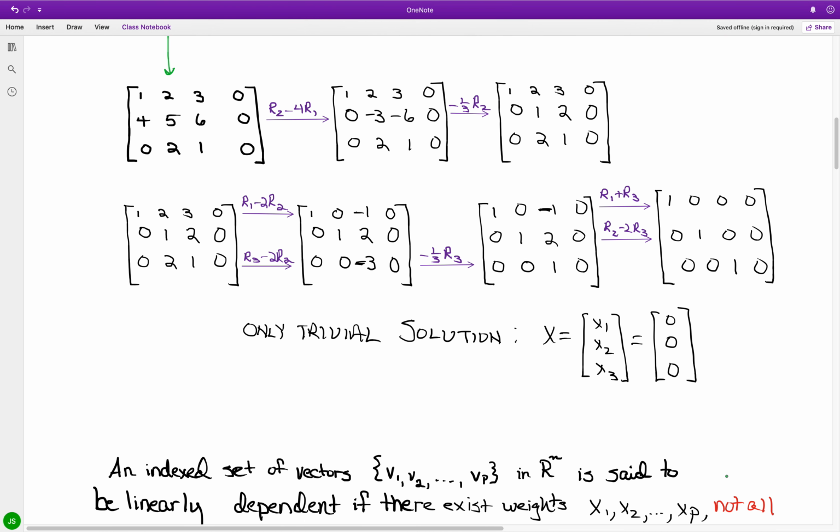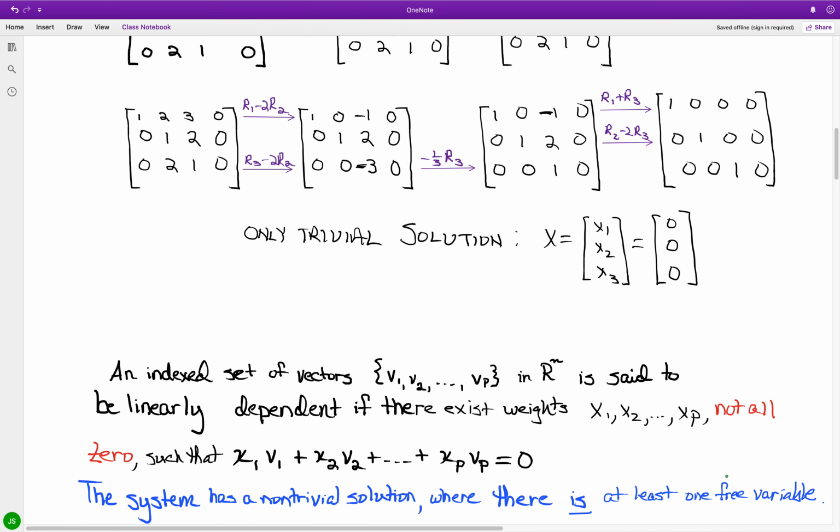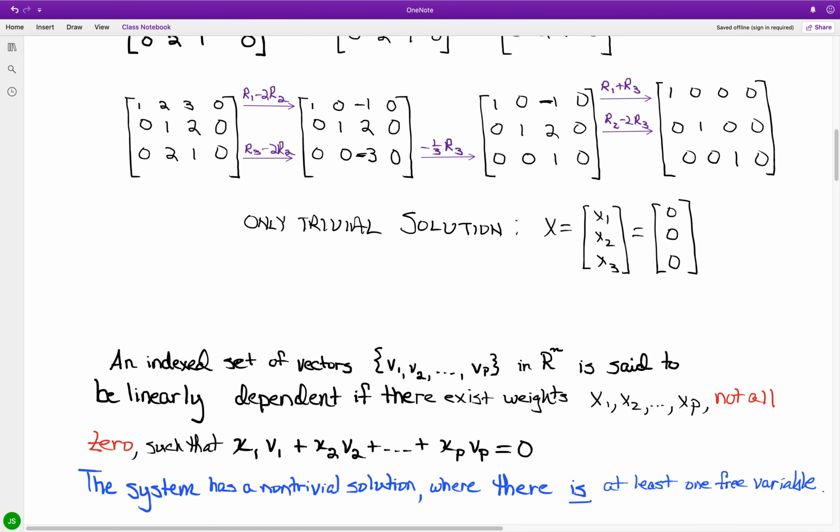And so for what we have at the other end of the spectrum, for the same indexed set, it will be said to be linearly dependent if there happen to exist weights, not all 0, such that the vector equation is equal to 0.